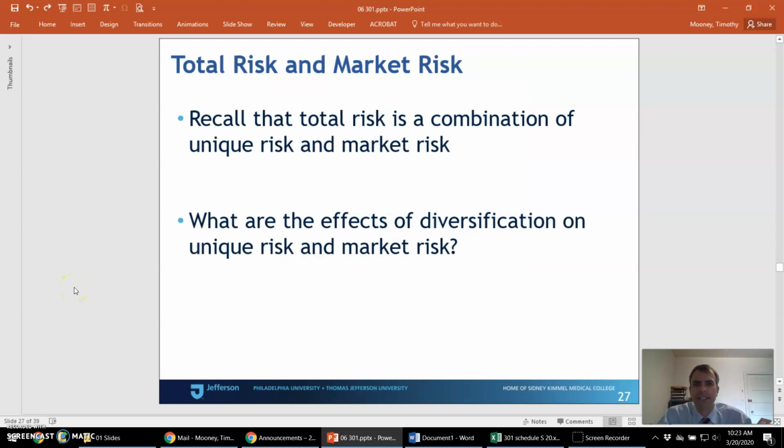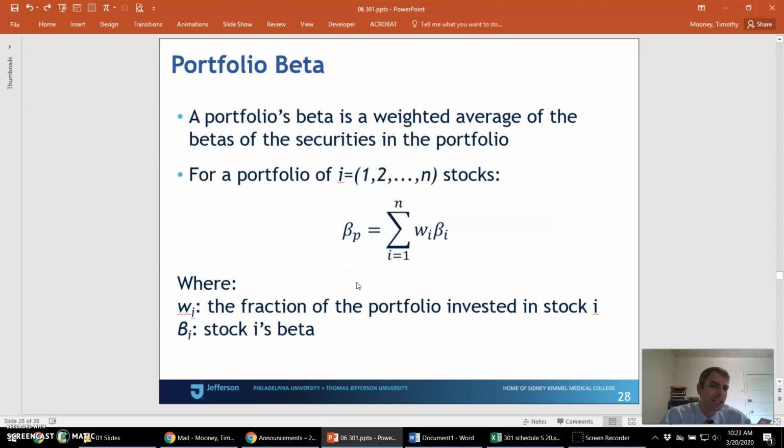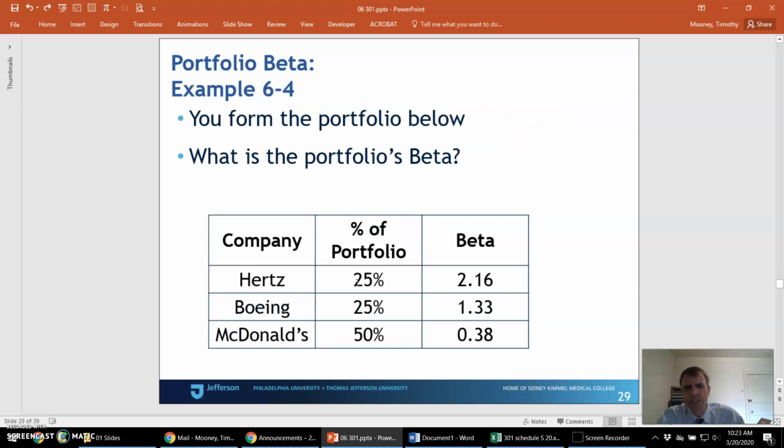Good. All right, so we've already seen that diversification eliminates company-unique risk, but it doesn't eliminate market risk. So to manage market risk, we can have a portfolio of either high beta stocks or low beta stocks, right? And that's what this shows here. We see that a portfolio's beta is just a weighted average of the individual stock betas. So let's do this little example.